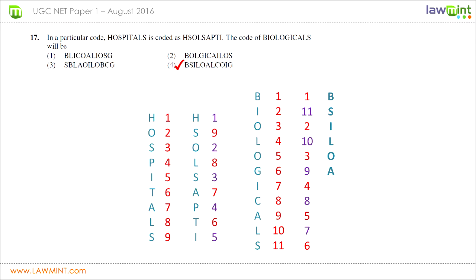So if we were to apply the same logic to the word biologicals, we will see that the first alphabet would be the same alphabet as what biologicals begins with, which is B. The second alphabet would be the 11th alphabet, which is S. And then there is a second alphabet which is I, then the 10th alphabet, then the third alphabet. Therefore, we can quickly identify that the sequence of alphabets has to be B, S, I, L, O, A. So we can shortlist the answer 4 as the correct answer for this question without having to complete the entire process, and thus we can save some time.